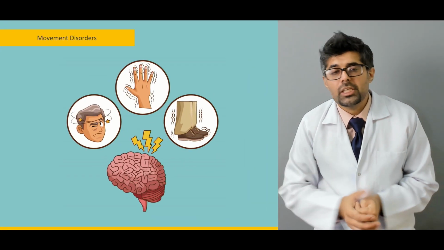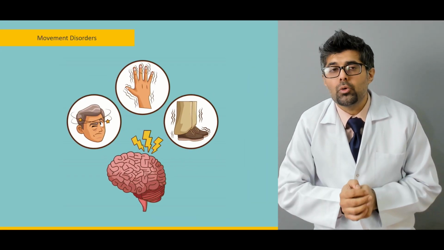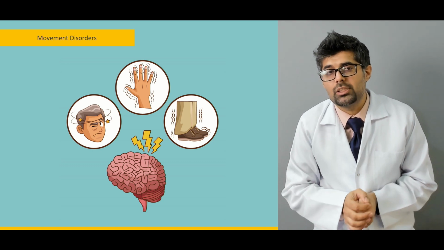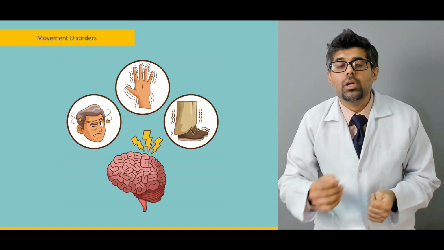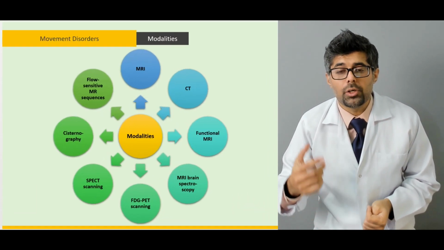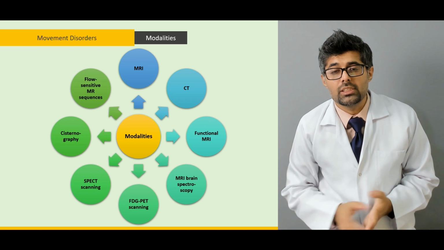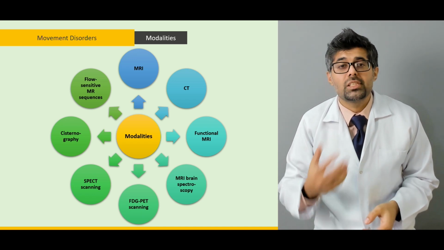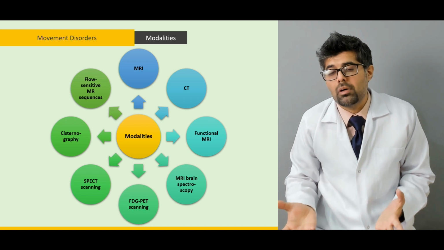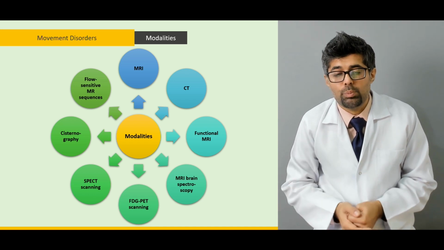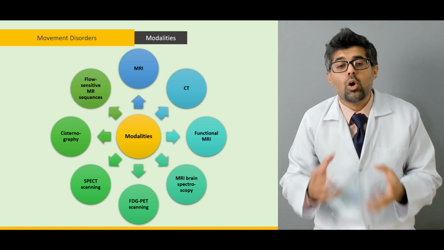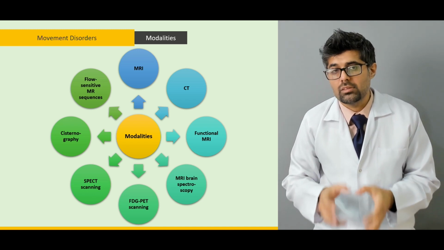So, further explaining, we'll learn about the movement disorders, that what is a movement disorder and how it is linked to our brain. Then we'll learn about the different modalities. Now we know what is an MRI or CT scan, but what is a functional MRI? What is spectroscopy? What is a PET scan? What is a SPECT scan? We'll learn all of this in this lecture.